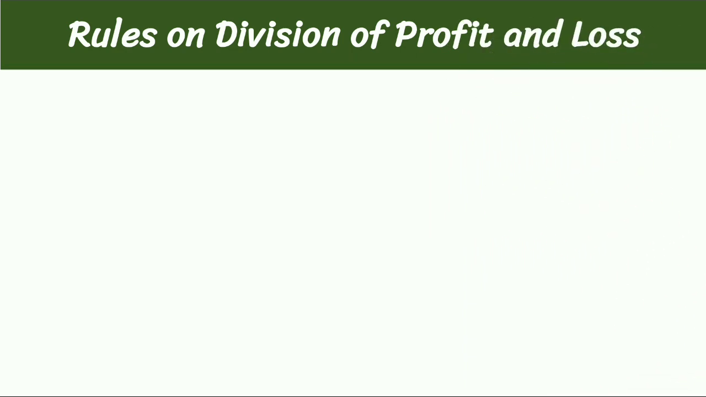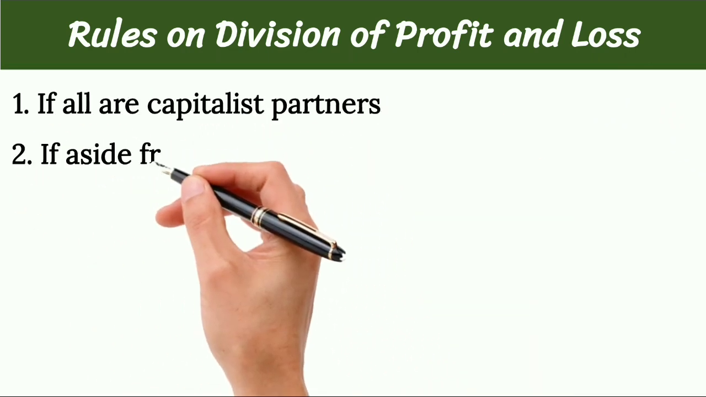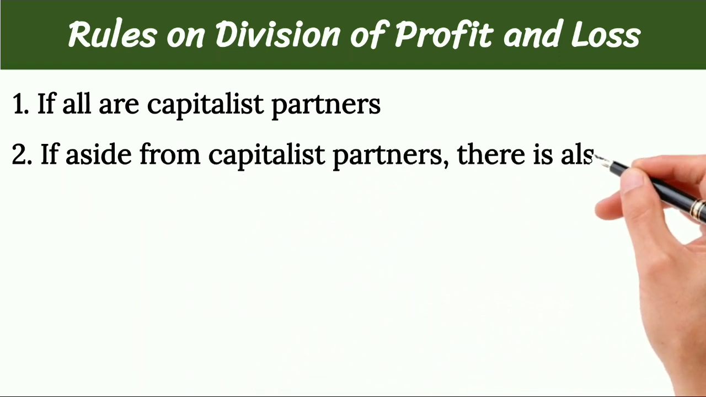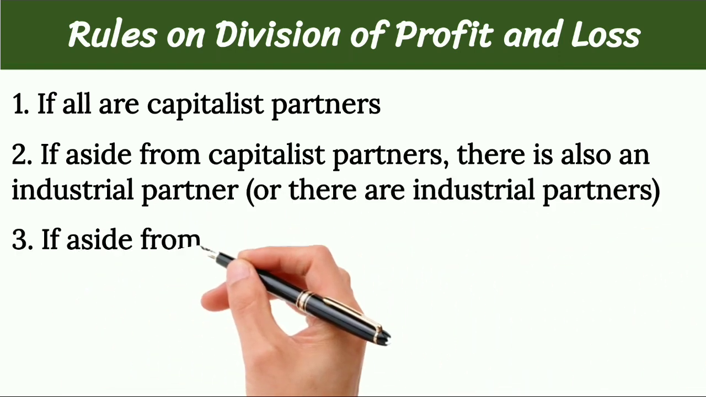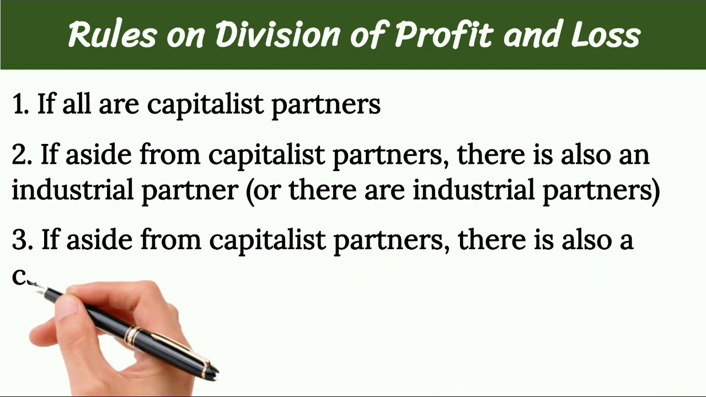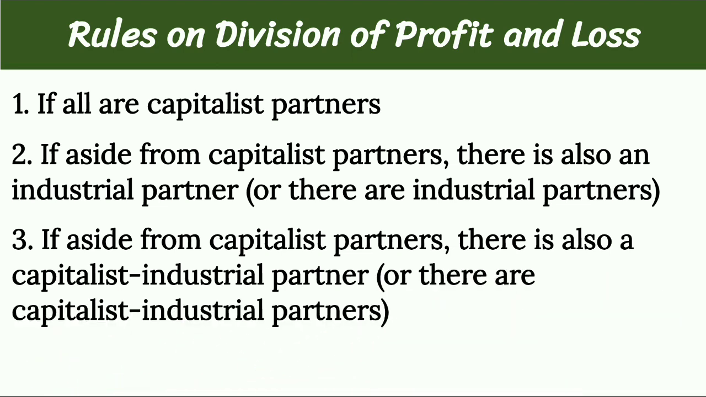Kapag nag-ooperate na yung partnership, it's either kikita yung partnership or malulugi. Now, paano hahatiin ng partners yung profit ng partnership at paano sila mag-share doon sa losses if ever nalugi yung partnership? There are different rules on how the partners divide the profit and loss of the partnership. First, if all are capitalist partners. Second, if aside from the capitalist partners, there is also an industrial partner or there are industrial partners. And third, if aside from capitalist partners, there is also a capitalist industrial partner or there are capitalist industrial partners.